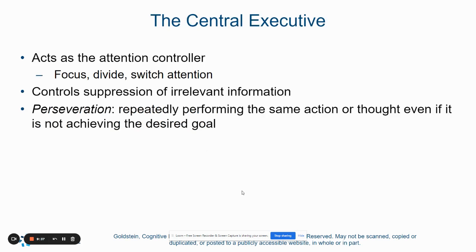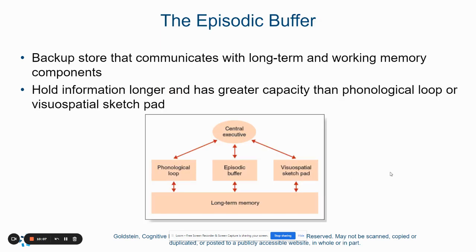The central executive is the part of the brain that controls your ability to maintain your attention, focus, and control your suppression of irrelevant information. It's involved in perseveration, which is when you repeat something and perform it at the same time, or if you just can't take your mind off something, the central executive is controlling that.